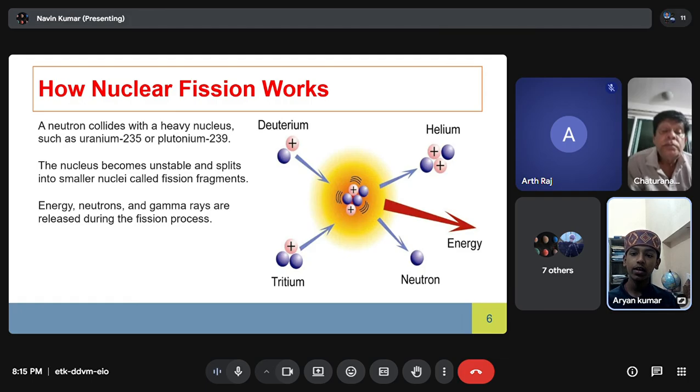Whenever a very heavy nucleus such as those of uranium 235 or plutonium 239, or those atoms which have too many protons, absorb another particle such as a neutron, it becomes unstable and splits into two smaller nuclei. In rare cases it may split into more. It splits into two because there are way too many protons in that close space.